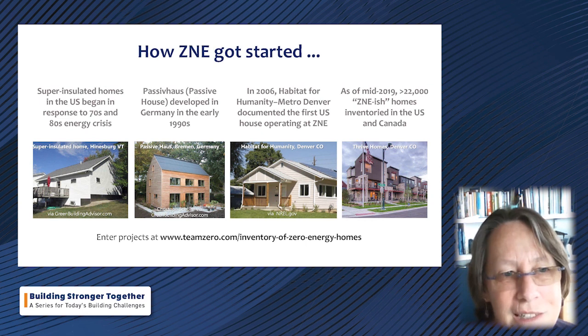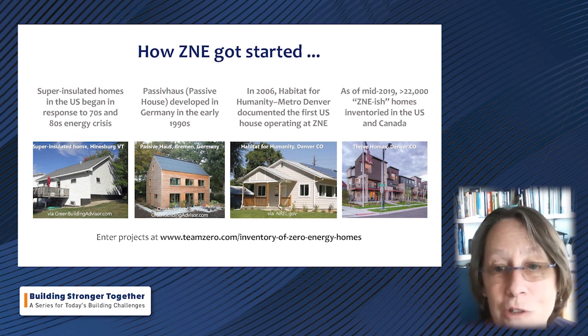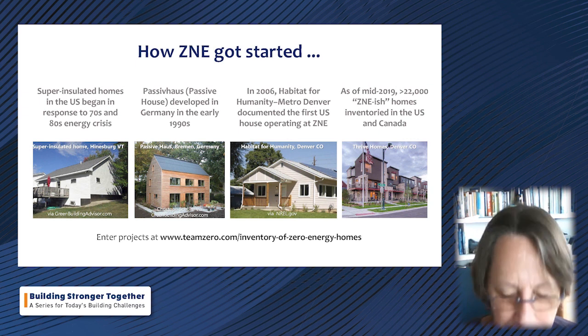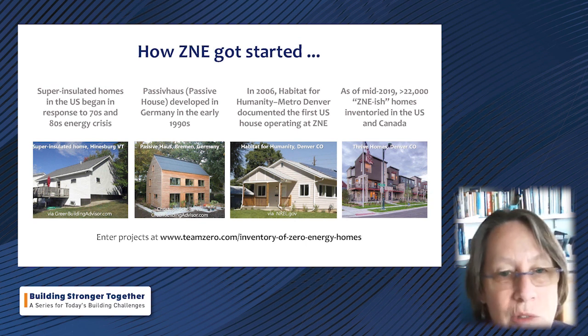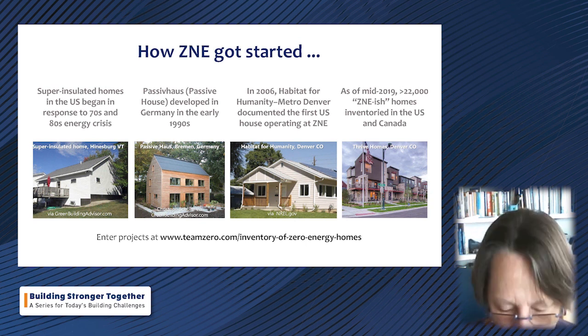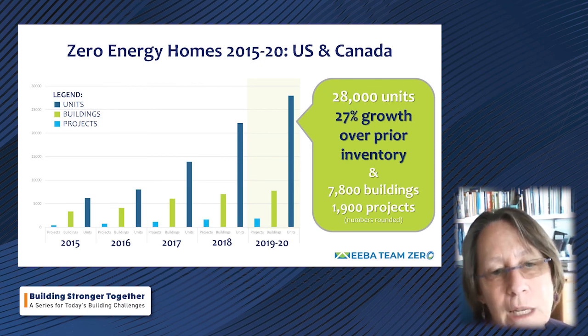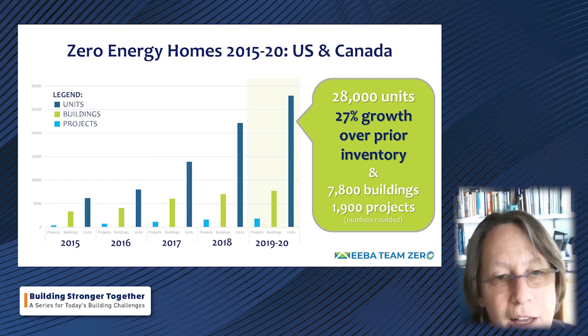So in some ways it's a much longer movement, but in terms of really measuring and documenting, I guess this is year 15 that we're moving into, or year 16 we're starting, of formal ZNE. As of mid-2019, there were about 22,000 documented ZNE homes in the US and Canada. And now we're at almost 28,000. Working with EBA and Team Zero, we are on the brink of publishing our 5th report on inventories of zero energy stock in the US and Canada.